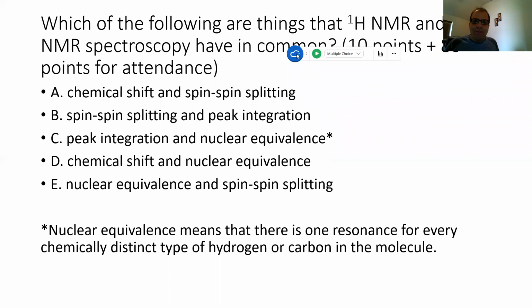One more from NMR stuff. Again, let me move everything out of the way here so you can actually read it. There we go. Which of the following are things that proton and carbon-13 NMR have in common? Of those 5 pairs of items, 2 of them are something that carbon and proton NMR have in common, and the other 4 aren't. So you want to pick the ones that do and not the 4 that don't.